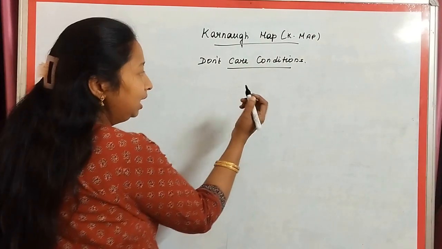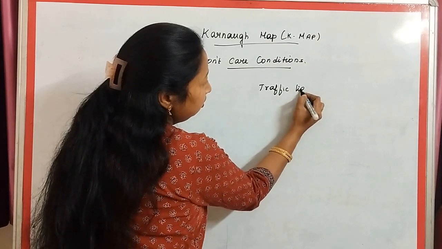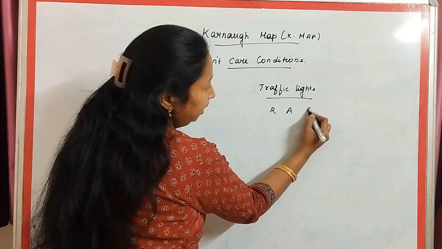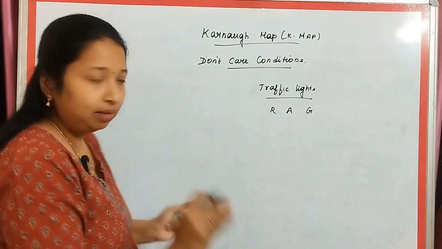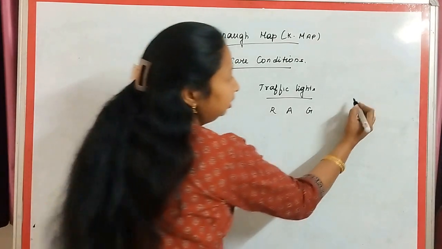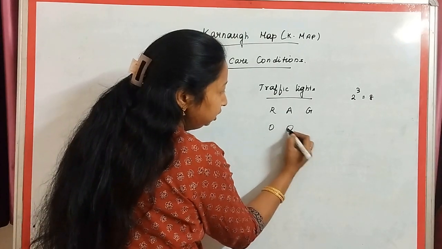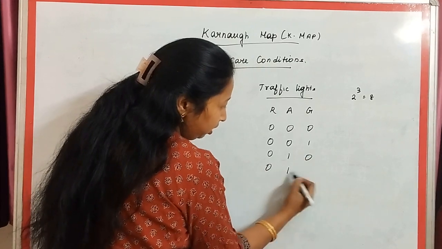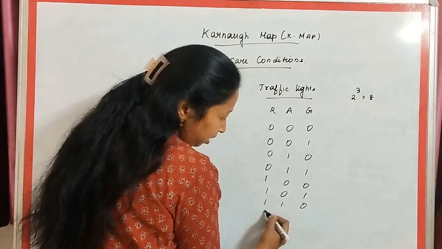Say, for example, let's take the example of a traffic light. How many lights are there? We have three lights: red, amber and green. Let me take these three lights as three variables. For three variables, how many combinations can we have? It is 2 power 3, which is equal to 8. Now what are the combinations? It is 000, 001, 010, 011, 100, 101, 110 and 111.